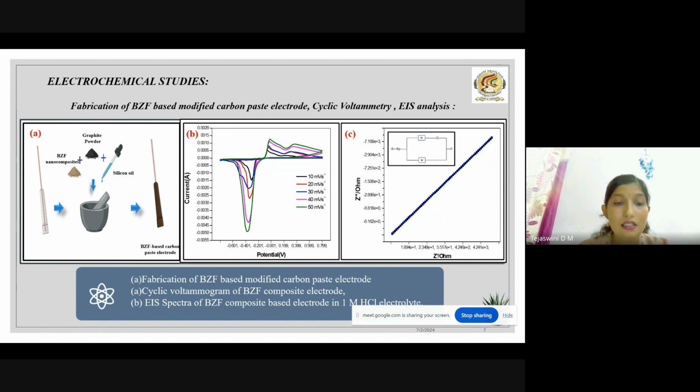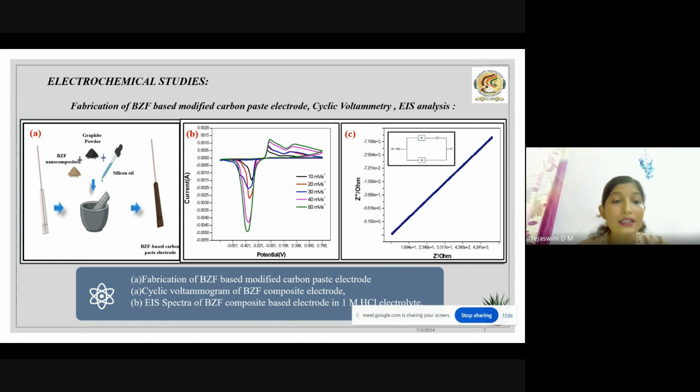The specific capacitance is found to be 251 Farad per gram for 10 millivolts per second, 146 Farad per gram for 20 millivolts per second, 105 Farad per gram for 30 millivolts per second, 76.8 Farad per gram for 40 millivolts per second, and 76.3 Farad per gram for 50 millivolts per second. As the scan rate increases, a decrease in the specific capacitance can be observed.